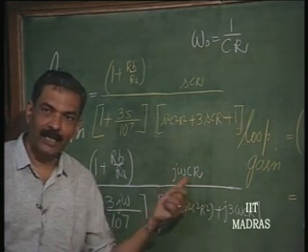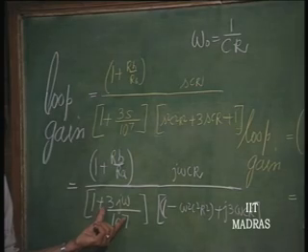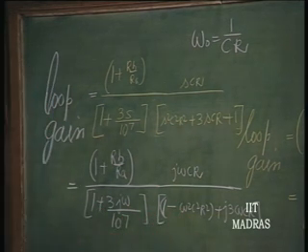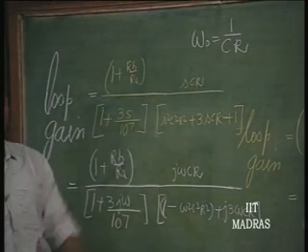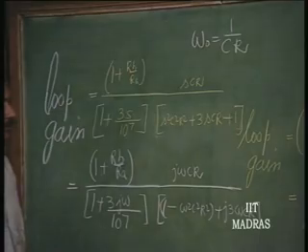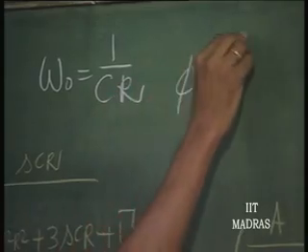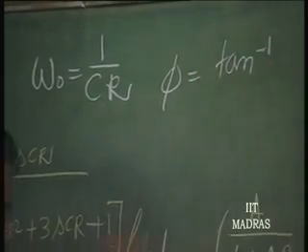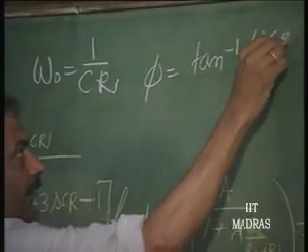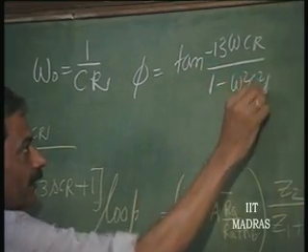Okay. This has to have a phase lead of the same amount by which this is having a phase lag. As far as this particular thing is concerned, we have already discussed it. At omega naught equal to 1 over C r, the phase shift can be written as phi is equal to tan inverse of 3 omega C r divided by 1 minus omega squared C squared r squared.